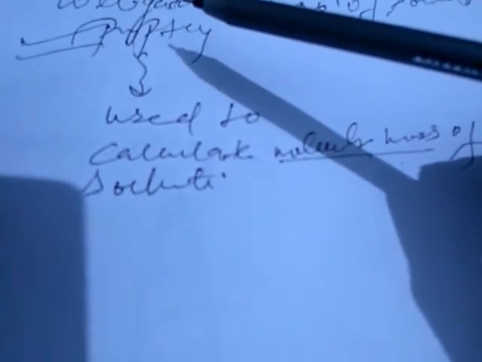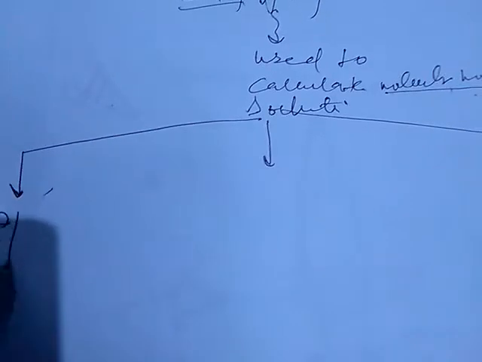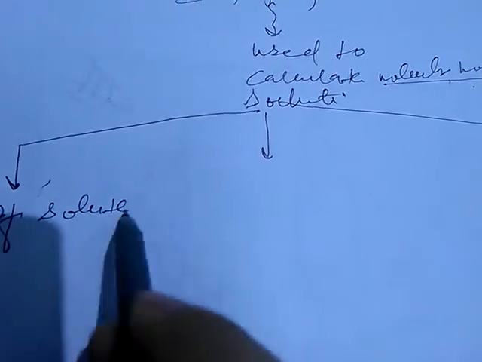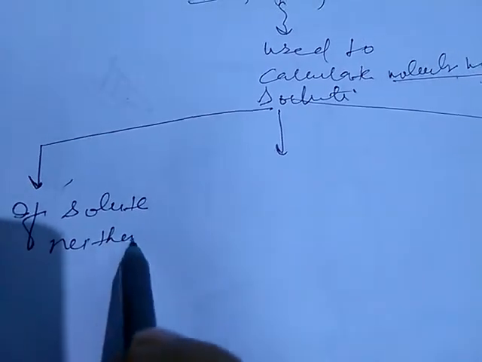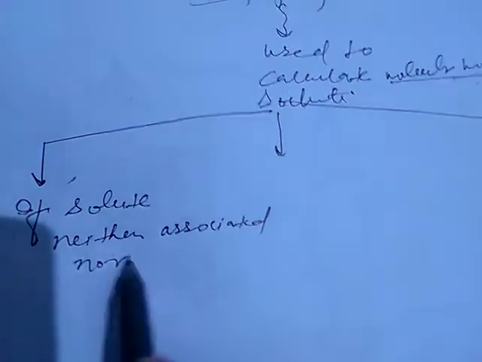The reason is that the solute might have undergone some changes, and those changes may be that the solute has shown association. There might be association of solute, or there might be dissociation of solute. It means three situations arise. One is, if the solute is neither associated nor dissociated.